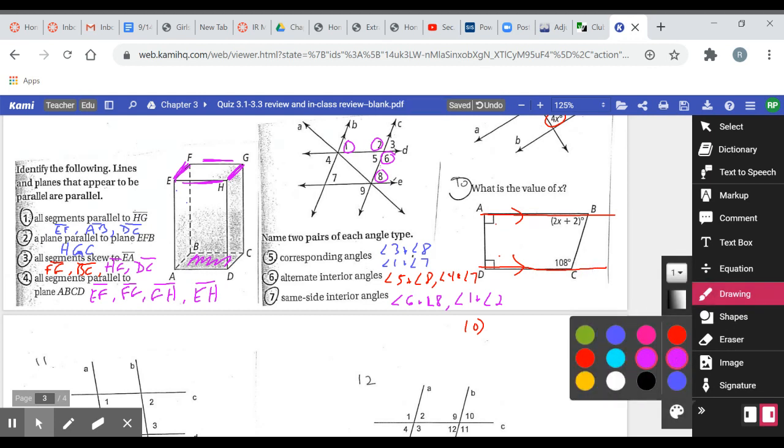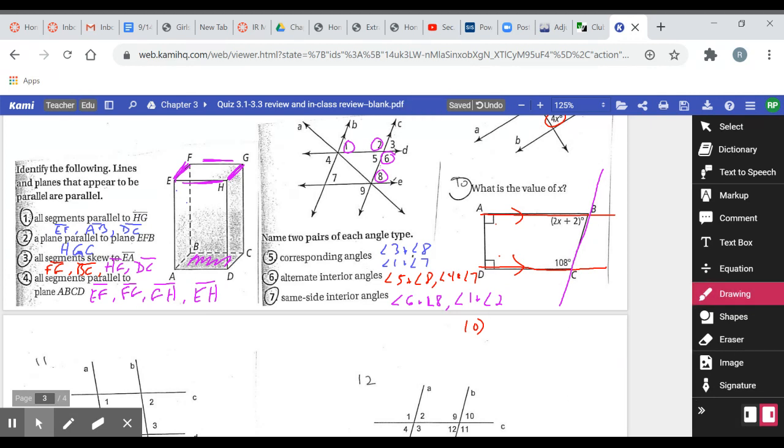If I extend those out and also extend this line out to make it look like a transversal, sometimes that just helps people see what's going on a little better. And then they can identify these two angles as same side interior angles. And because they're same side interior, that means since the lines are parallel, those would be supplementary. So I could say 2x plus 2 plus 108 is equal to 180.